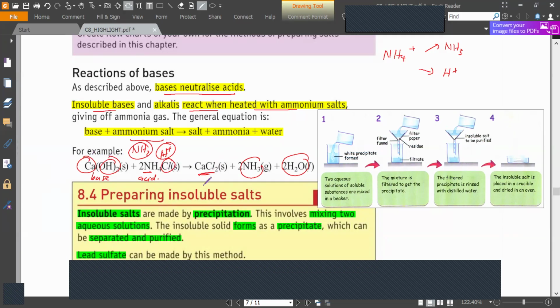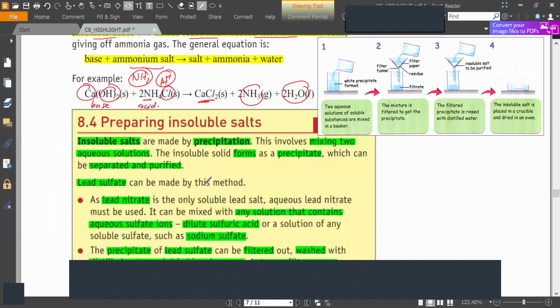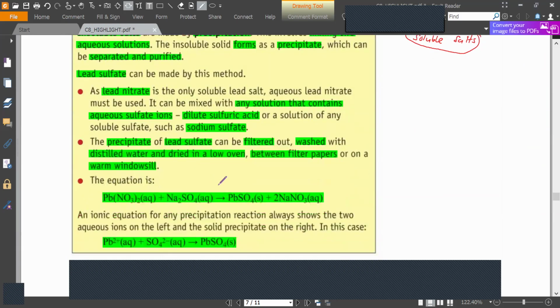This is another reaction. Just now we already went through all the steps for soluble salts. What if we want to prepare insoluble salts? If we want to prepare an insoluble salt, we have a different method, meaning our product is insoluble.